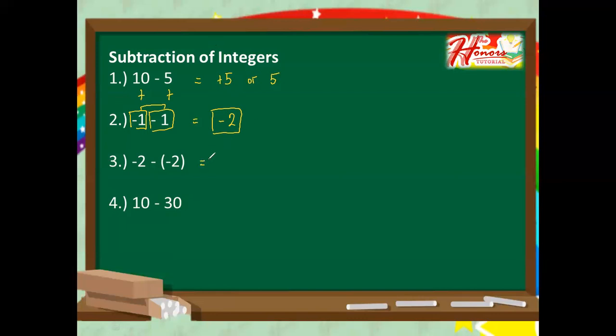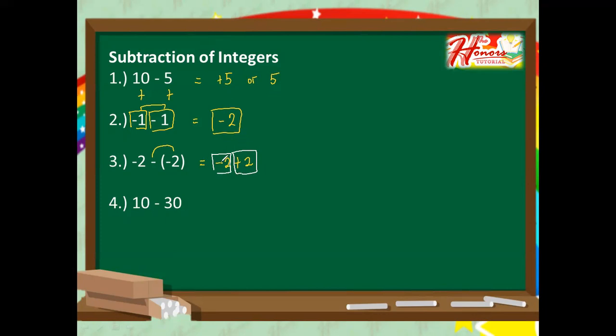For number 3, this is the process. If you have here the operation, which is subtraction, and then a negative sign next to it, I want you to change first the operation. So negative times negative is positive. So it will become negative 2 plus 2. So again, for you not to be confused in subtraction of integers, please treat it as separate numbers. And then just combine it, just like what we are doing in addition of integers.